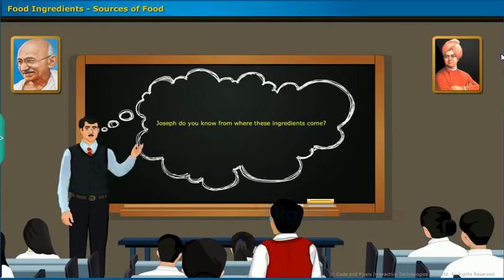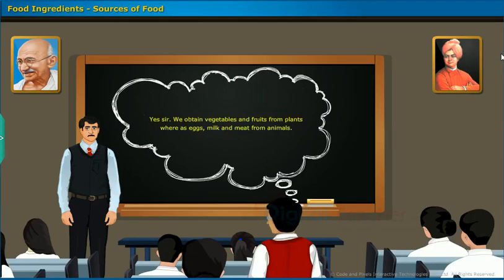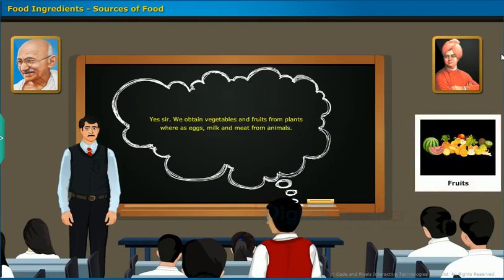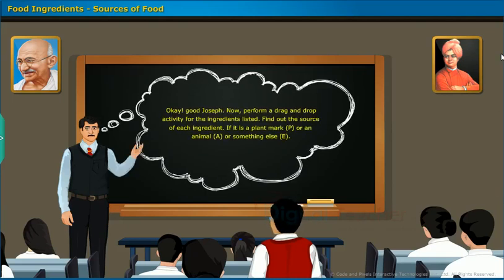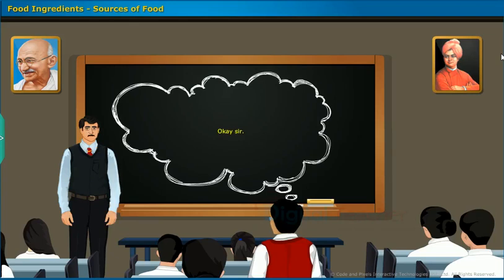Joseph, do you know from where these ingredients come? Yes, sir. We obtain vegetables and fruits from plants, whereas eggs, milk and meat from animals. Okay, good, Joseph. Now, perform a drag and drop activity for the ingredients listed. Find out the source of each ingredient. If it is a plant, mark P, or an animal, A, or something else, E. Okay, sir.